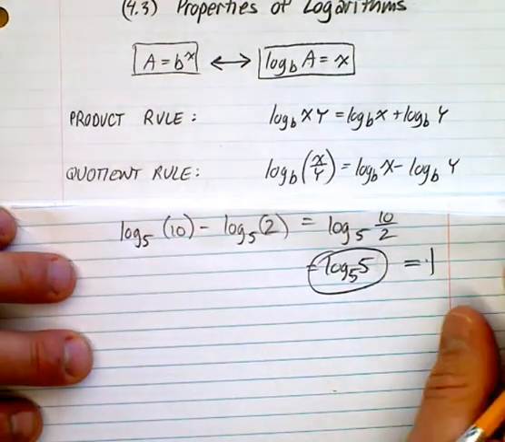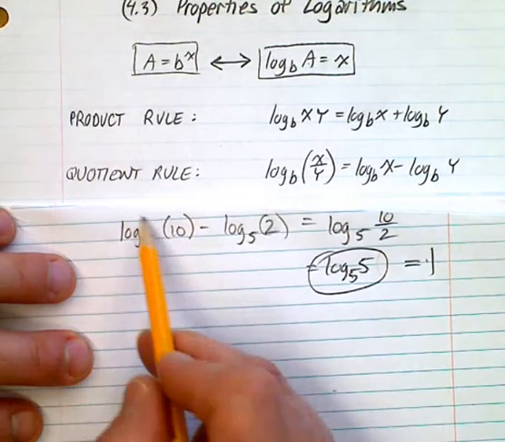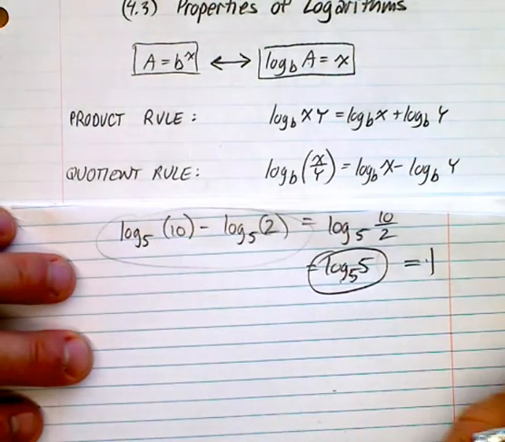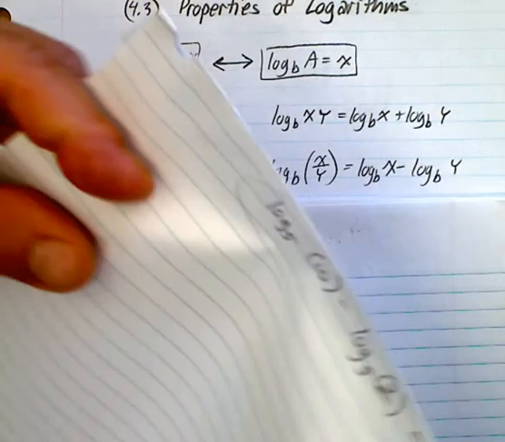There you go. So this is how we can simplify logs. This whole thing ends up becoming that, which is 1. Pretty weird, kind of cool. Hopefully we'll get it sorted out.